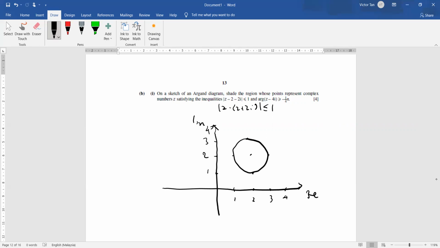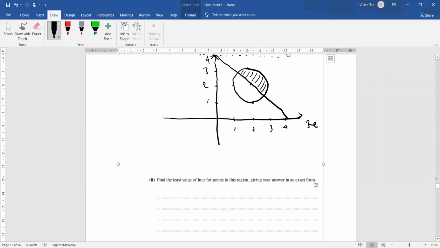z minus 4, this is the center of the circle. 0 degrees. So minus 1/4 pi would be here. So it's larger than minus 1/4 pi, so it will be to the upper side of this line. And smaller than, so the region is in here.